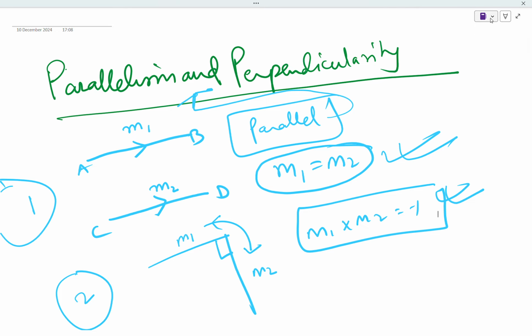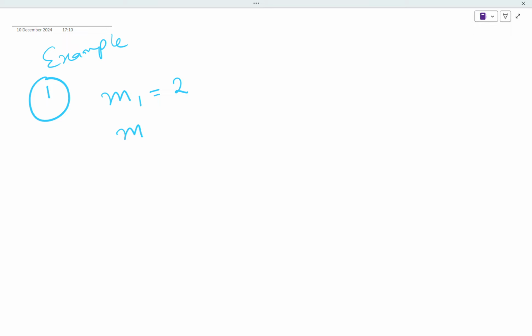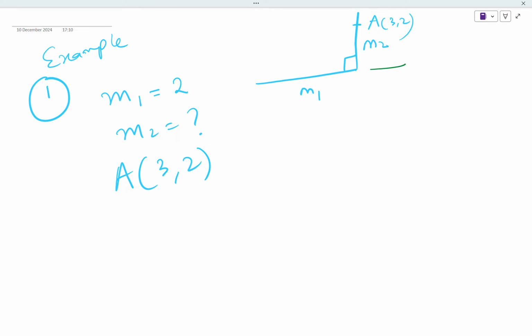I'll try to show you a few problems, like what kind of questions you will get in the exam. Let me give you one example: the slope of one line is given, say 2, and the other line, which is perpendicular to it, has an unknown slope. You need to find the equation of that other line, given that there is a point on it, say (3, 2). So you know m1 and you need to find the perpendicular line passing through (3, 2).